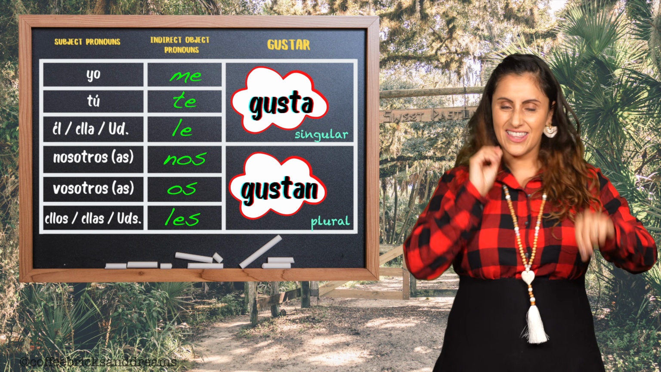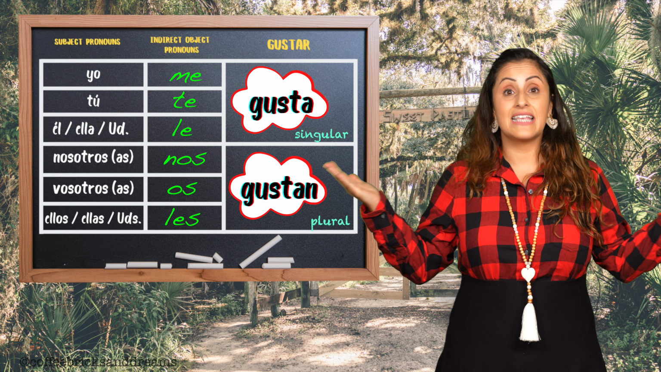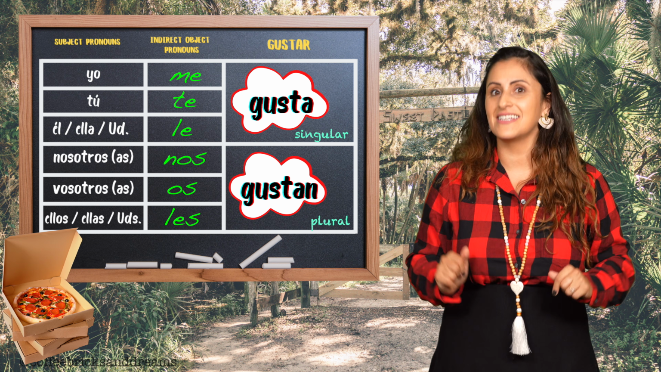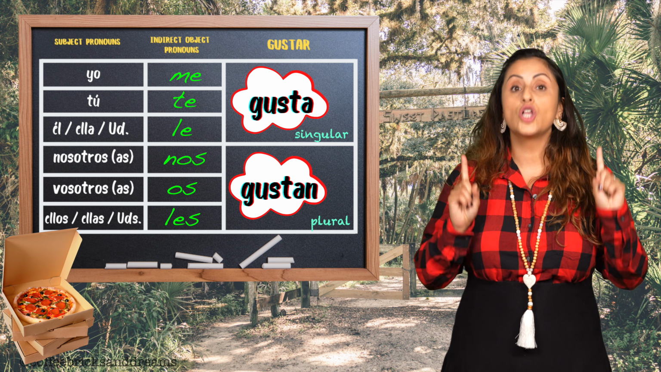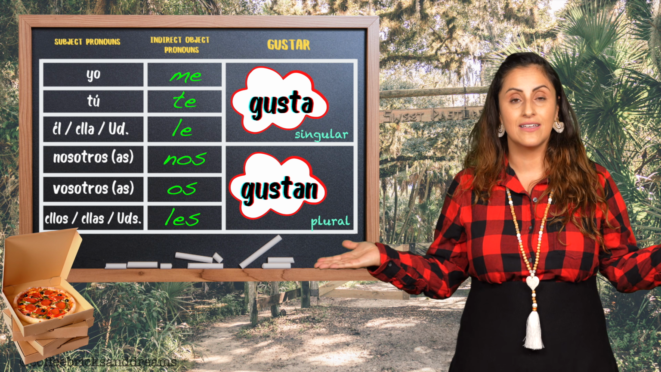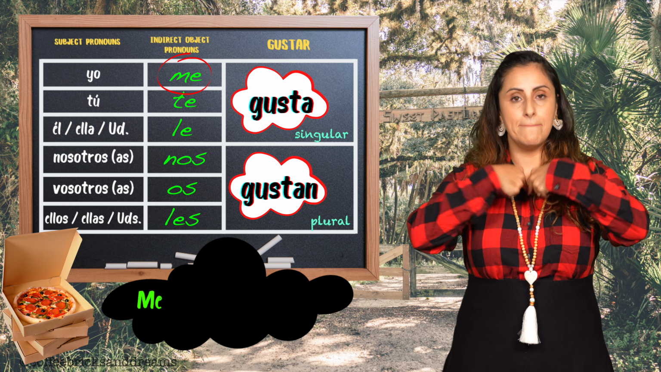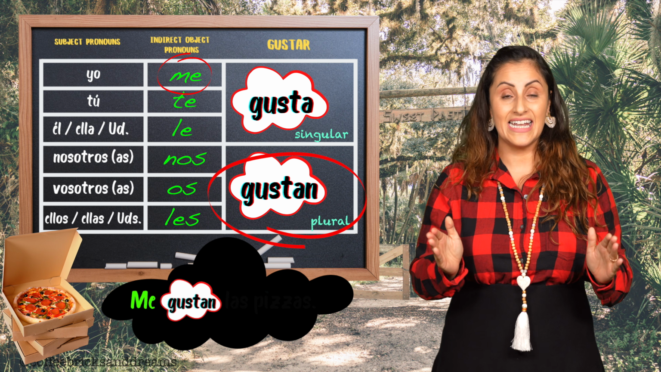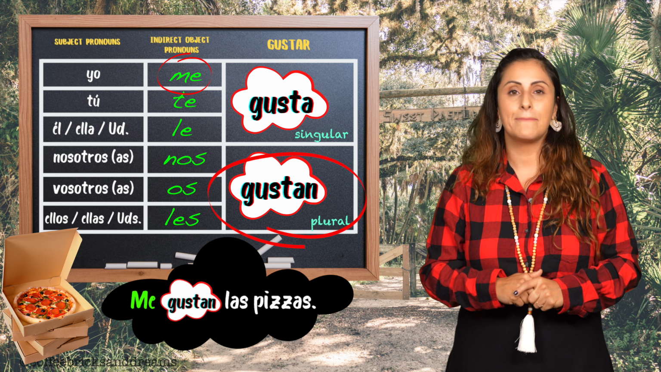Now, let's change things a little bit. Let's say that we are going to talk about pizzas. I like pizzas, or pizzas are pleasing to me. The only thing that changed here is how many pizzas we're talking about. I am still going to keep me, but we are going to choose gustan and then las pizzas.